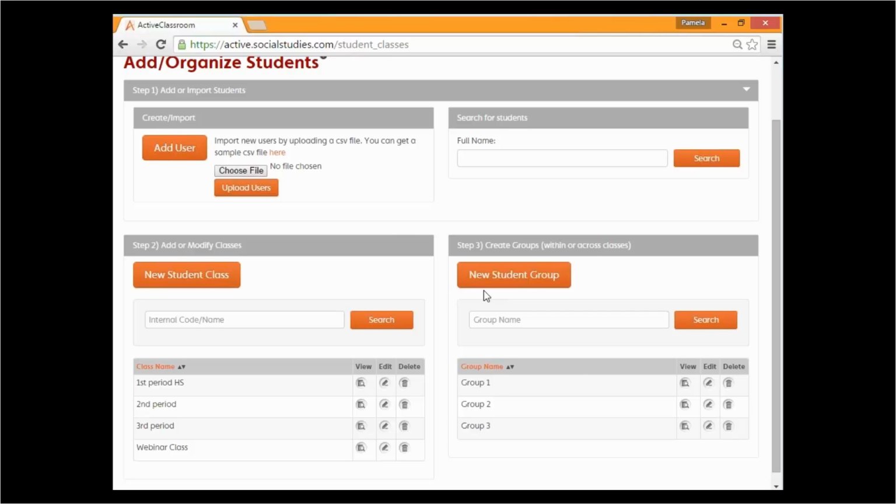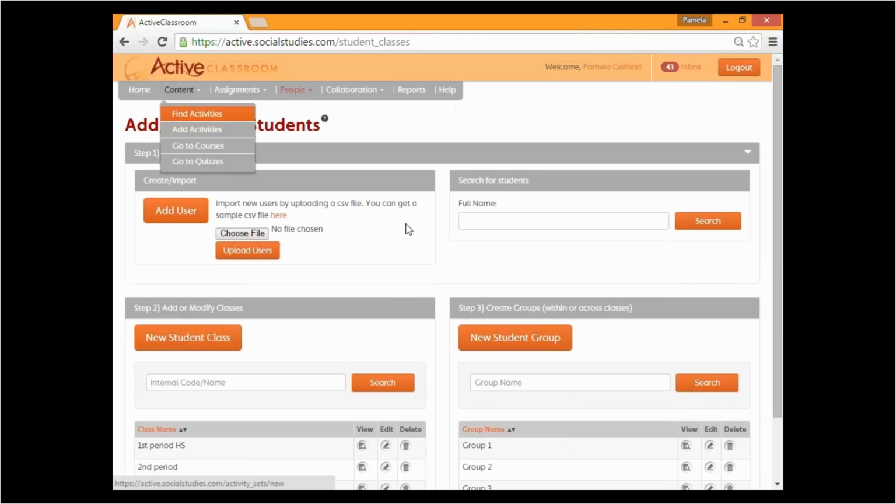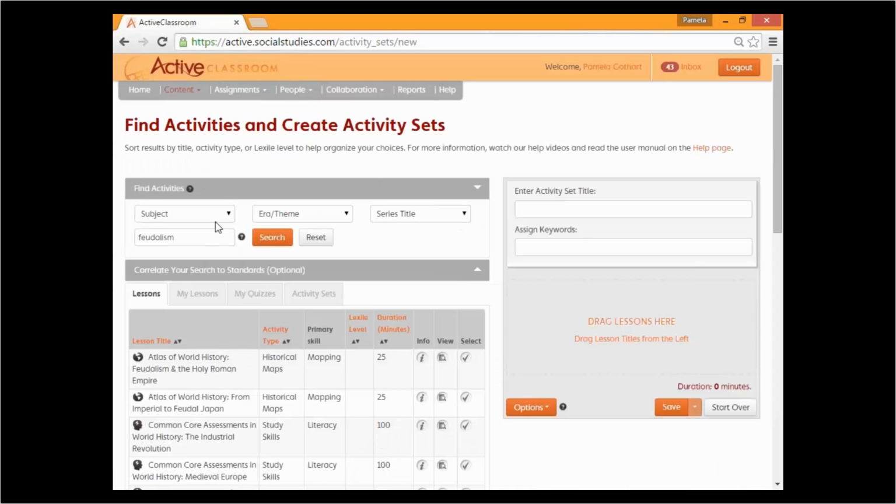Now let's go back to the top and look at Content, Find Activities. Again, we're back on the page where we had searched for feudalism and we had done some research and looked at a few different topics. Now we're ready to pick a few of these. Let's pick something and add it to our activity builder.